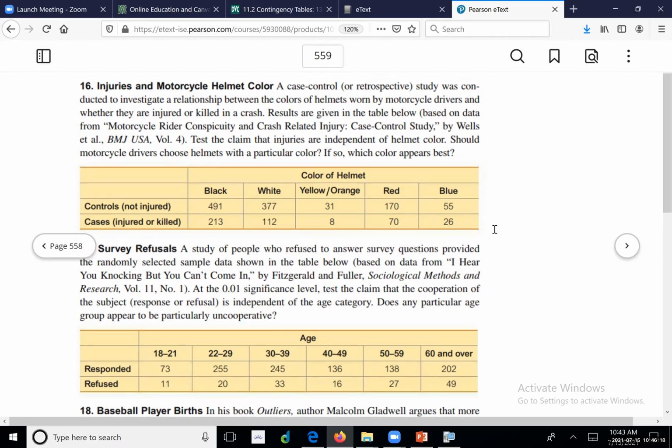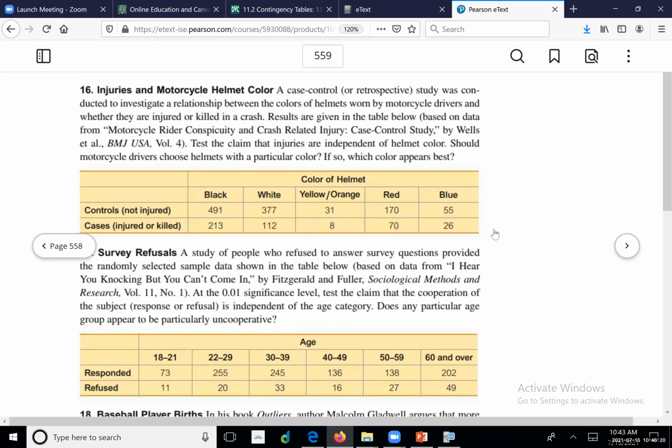So let's look at number 16, injuries and motorcycle helmet color. Can someone read number 16 and then we're going to put it in our calculator and know if they are independent or not? May I have a volunteer to read number 16?